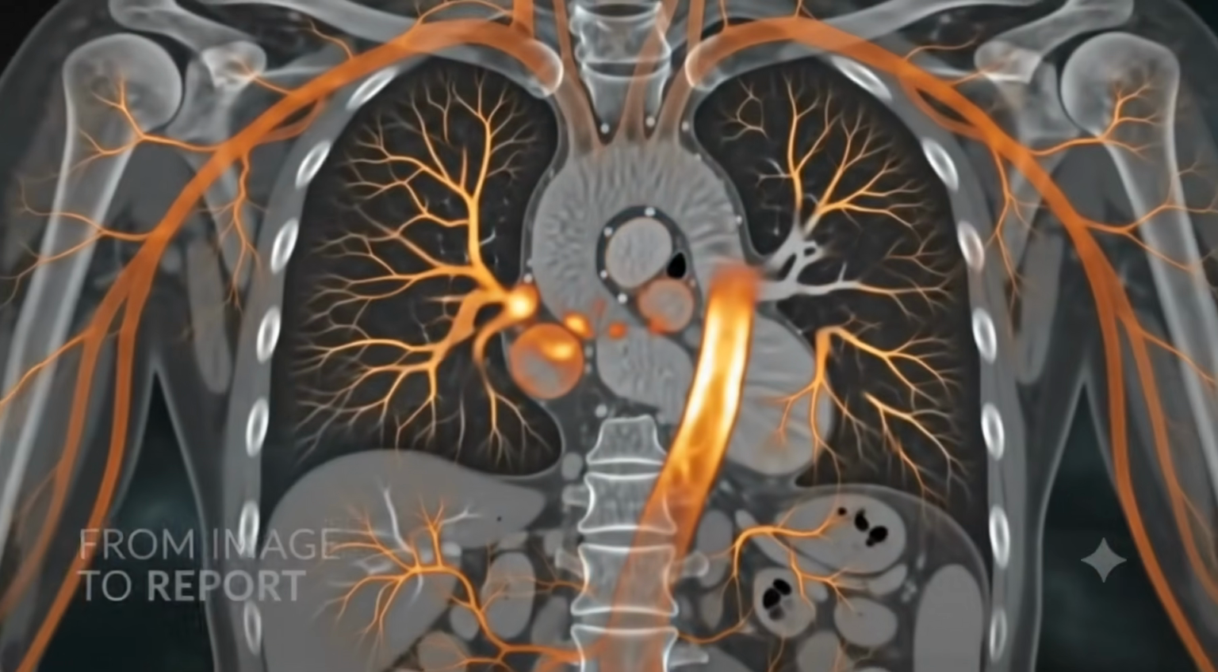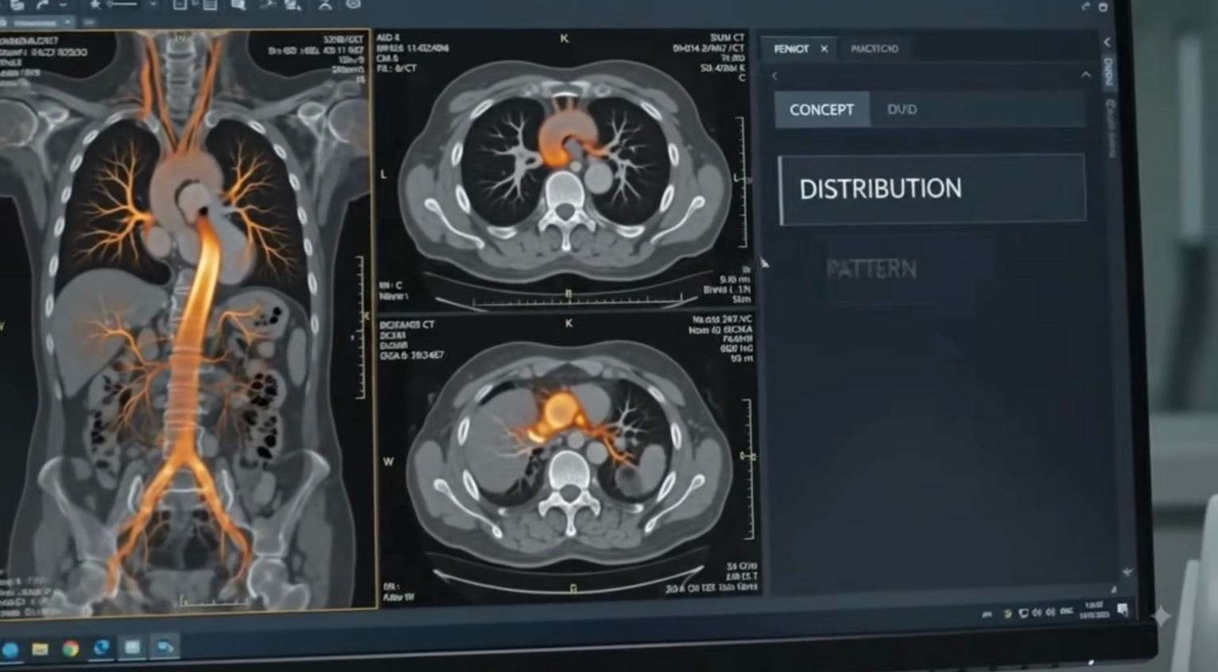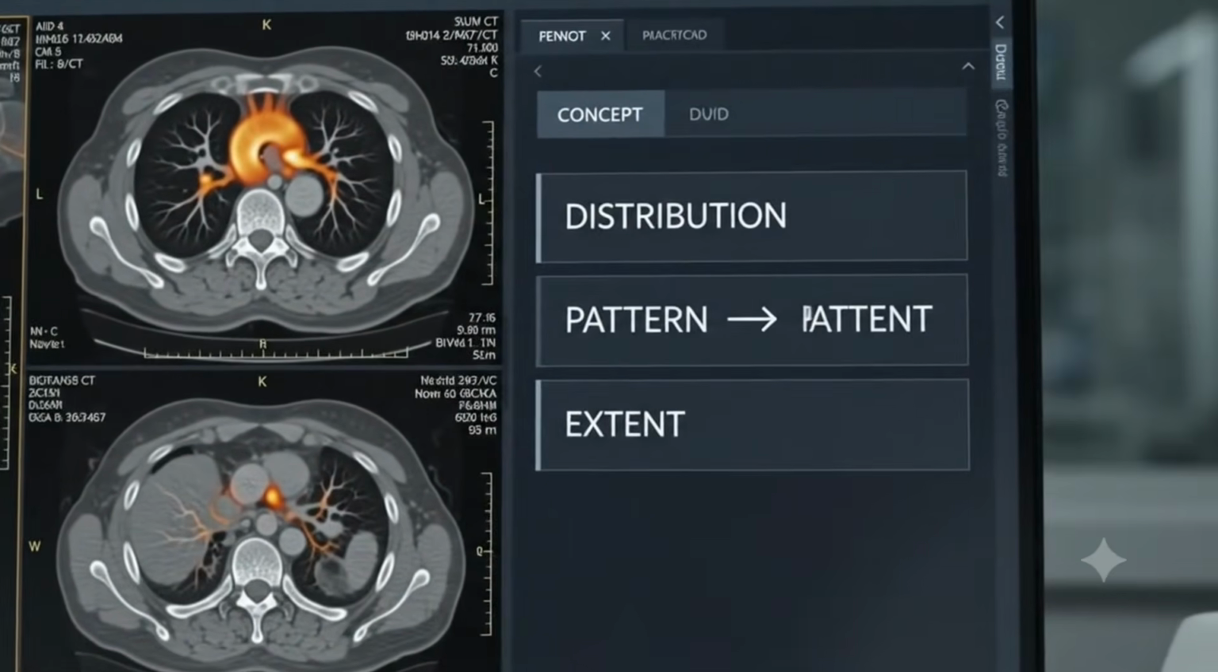Once the images are reviewed, the findings must be translated into a clinical report: where the uptake is, what pattern it follows, and how extensive the vascular involvement appears.